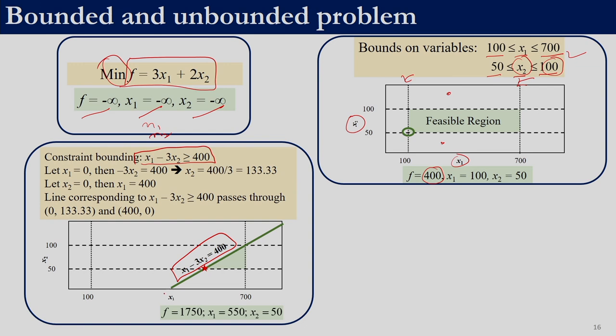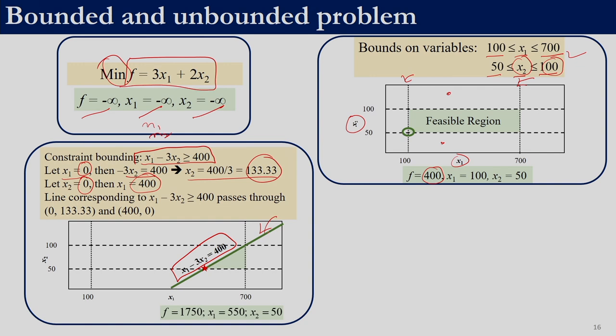In order to plot this line, we can take x1 to be 0. Then minus 3x2 is equal to 400, which implies x2 is equal to minus 133.33. That gives one point, 0 comma minus 133.33. The second point is, we will keep x2 as 0 and calculate the value of x1. It will turn out to be 400 comma 0. So now we have 2 points, and we can draw this line over here, which is shown. That line passes through 0 comma minus 133.33 and 400 comma 0.